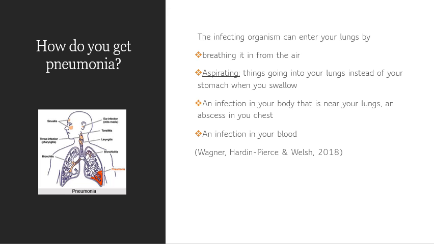You can develop pneumonia from an infection in your body that is near your lungs. So if an abscess is in your chest, near your lungs, it can easily pass to your lung and develop pneumonia. Same thing with your blood. We saw that the blood flows past the alveoli. If there's an infection in your blood, it can easily pass to your lungs and cause pneumonia.